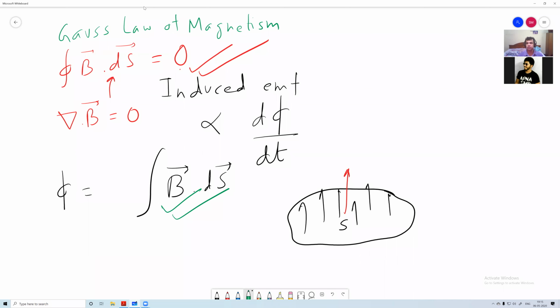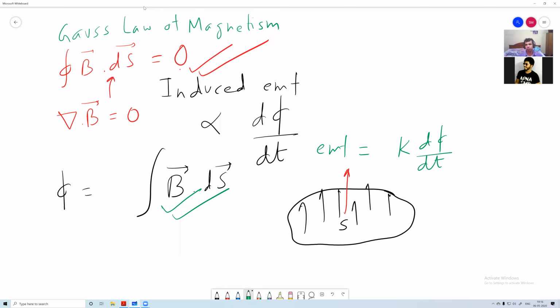And what is the proportionality constant? If I want to find the equality, so if this is true, then EMF is equal to K times d phi by dt. What is K? I didn't say anything about turns. No, I am not saying anything about coils or turns. What is K?